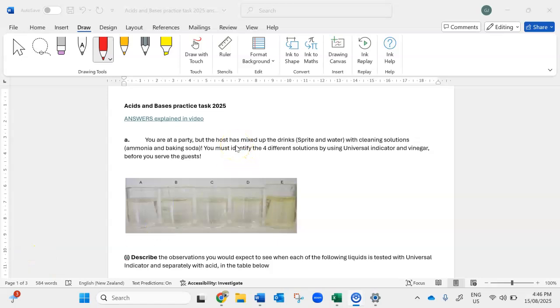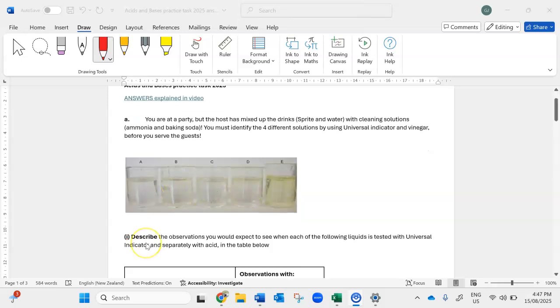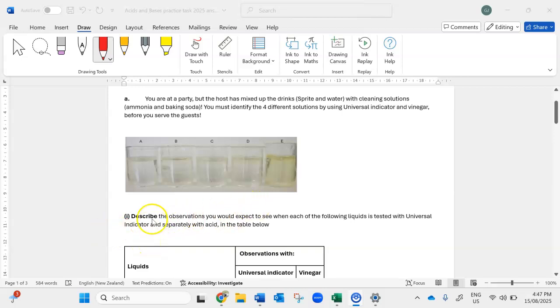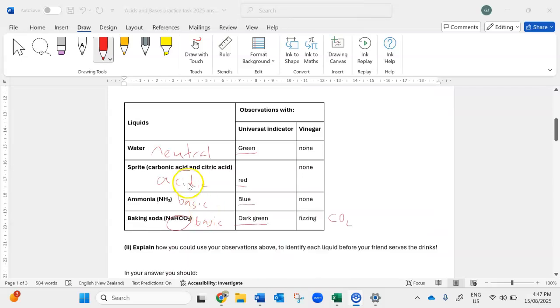You're at a party, the host has mixed up the drinks, you've got Sprite and water, ammonia and baking soda, and you've got to identify them using universal indicator and vinegar before you serve the guests, and you can see they're all colourless liquids. Describe the observations you'd expect to see when the following liquids is tested with universal indicator and with an acid, the vinegar. And I've written the results here.